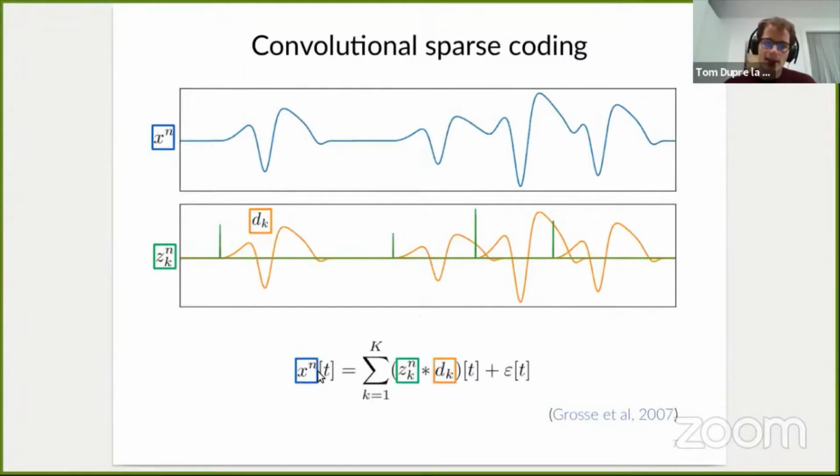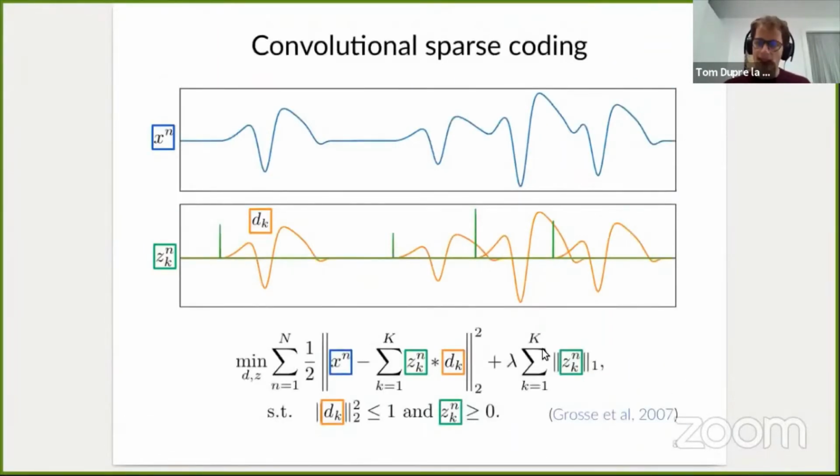So mathematically, what does it mean? It means that an epoch, for example, is a sum of convolutions between my atoms, D_k (I can have K of them, because maybe I have a dictionary of different atoms), and my activation that is specific to this atom and to this epoch, and I reconstruct my signal this way. And here I have epsilon, which is the error, something that I cannot model, and I will assume that it's Gaussian white noise.